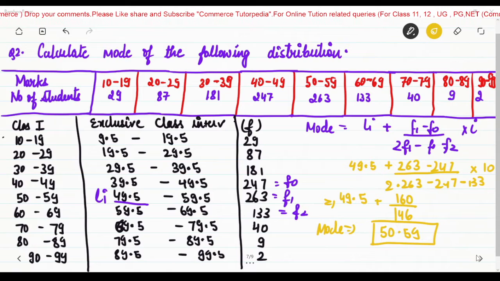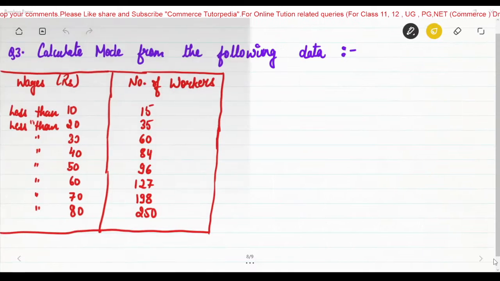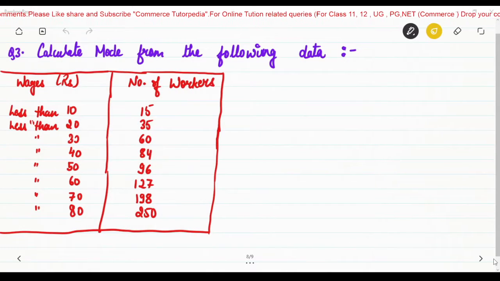Now let us move to the next question. In the last question, we have been given less than frequencies. So we need to make it a normal class interval and solve in order to calculate mode. Let us first make this question a normal one. How do we convert a less than frequency into a normal class frequency?